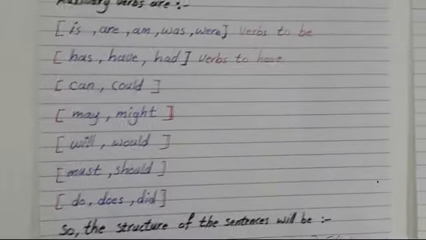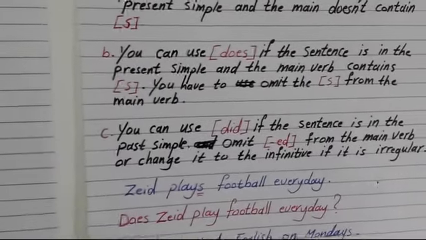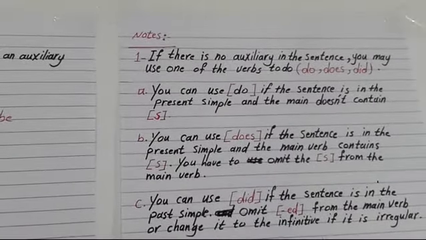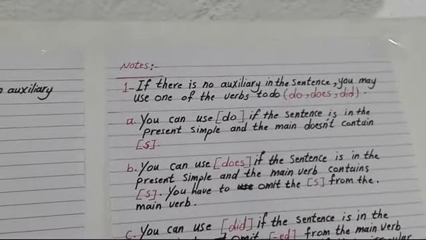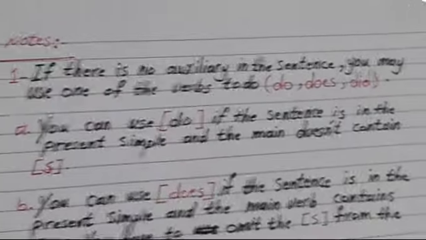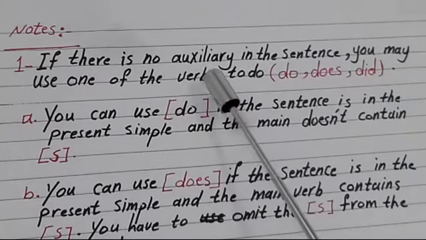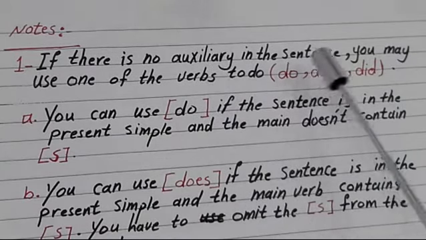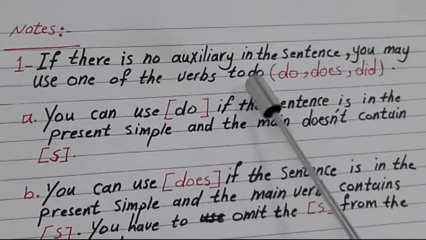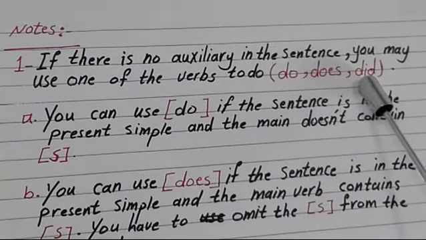There are certain notes، هناك بعض الملاحظات to be noticed، تلاحظ when dealing with such questions. Look at these notes، انظر إلى تلك الملاحظات. The first note is، أول ملاحظة هي if there is no auxiliary، إن لم تجد فعلا مساعدا in the sentence، في الجملة، you may use one of the verbs to do، تستطيع استخدام أحد أفعال العمل either do or does or did، إما do أو does أو did.